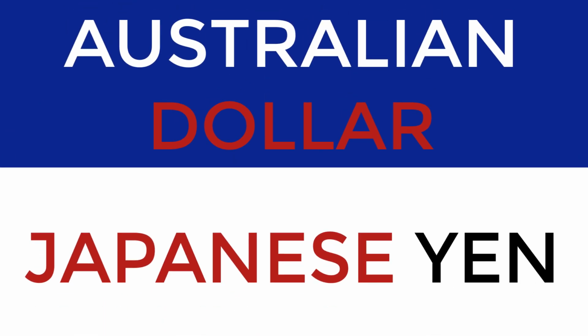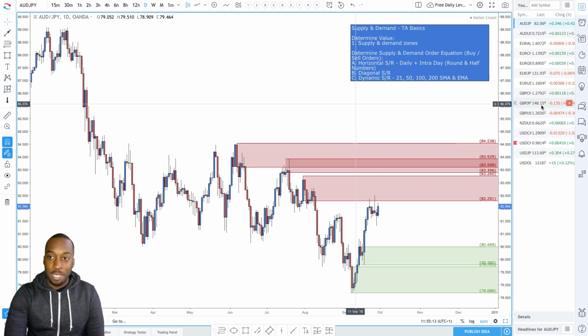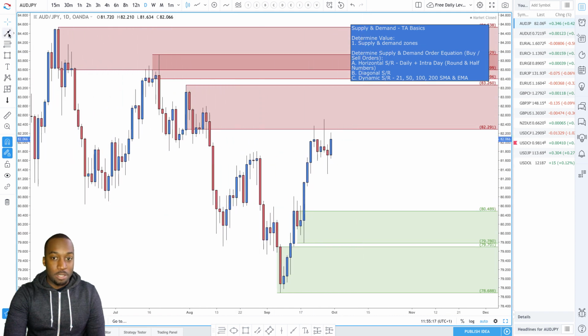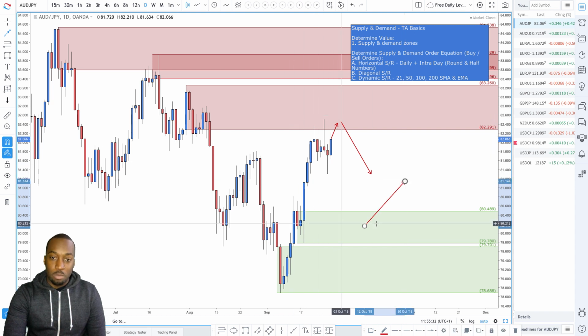And then lastly, we've got the Australian dollar, Japanese yen. And the Japanese yen, if you want to be a buyer of it, you're going to be waiting for prices to come back up into this area right here. If you didn't take advantage of that pin bar there, and if you're looking to be a buyer of the Australian dollar, then you're waiting for prices to really come back down into this demand zone around here.